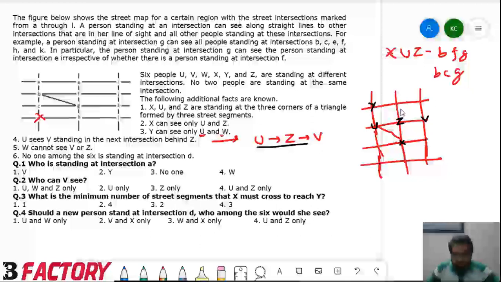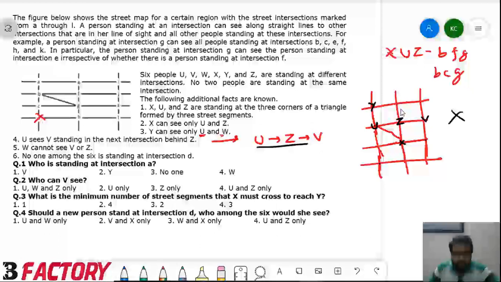So Y can see U. Now if we put W here, X can see it, which is not possible. If I put W here, Z can see it, but W cannot see V or Z, so I cannot put W here. That means U cannot be here. So this is also a solution which is not possible. Let's try another way again.